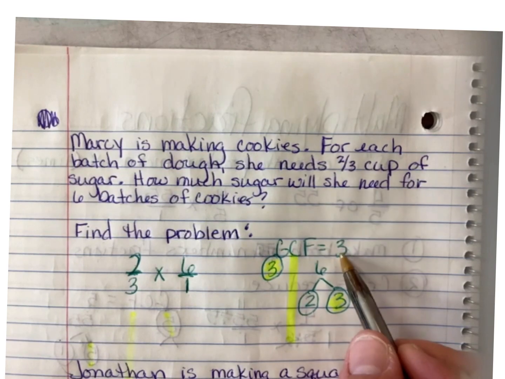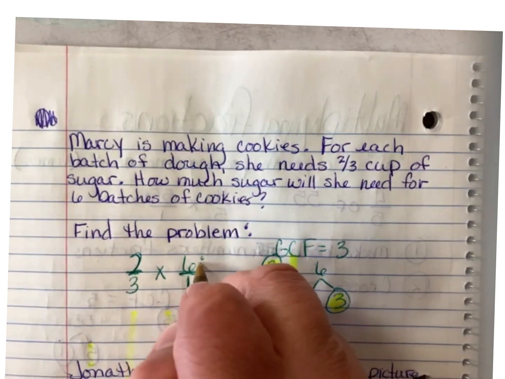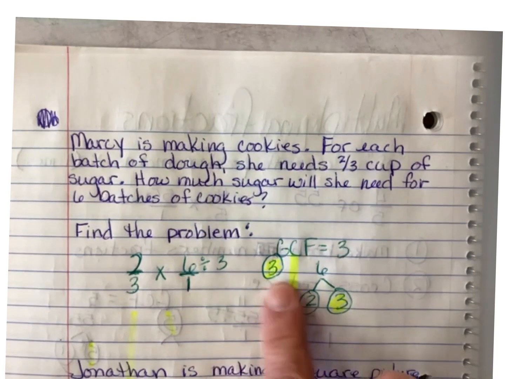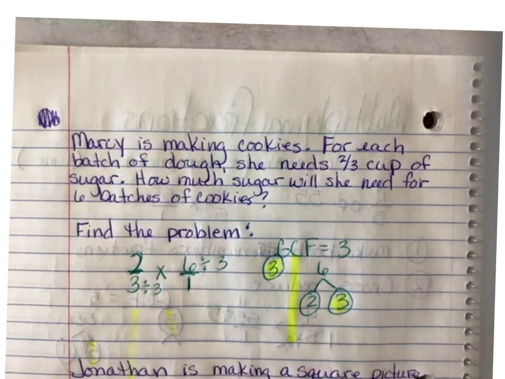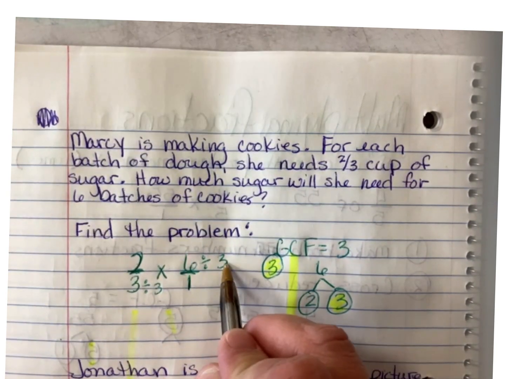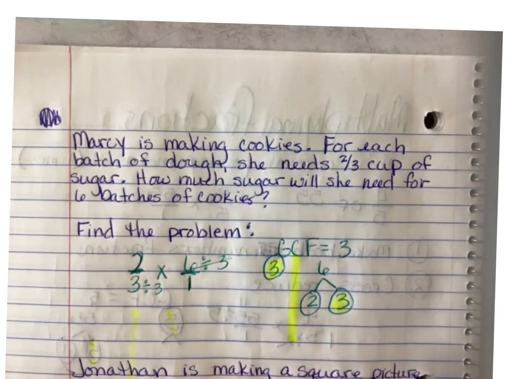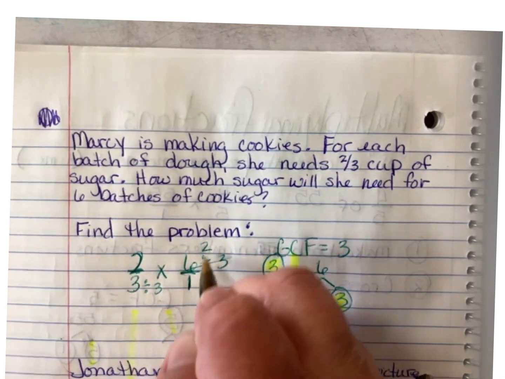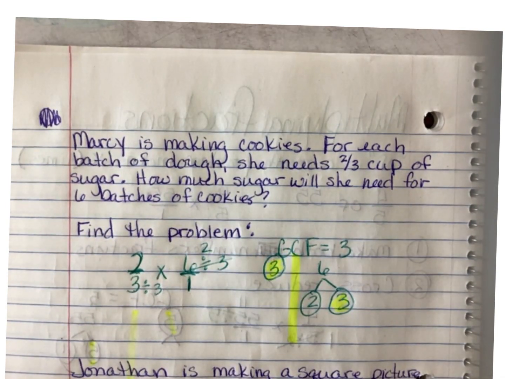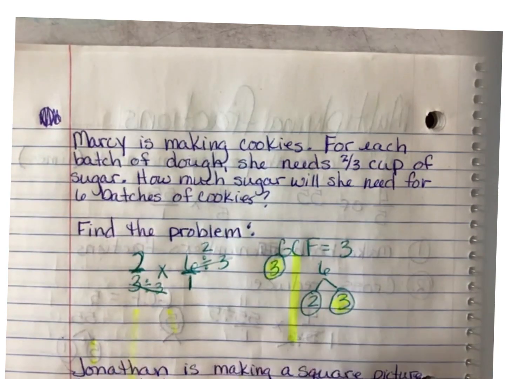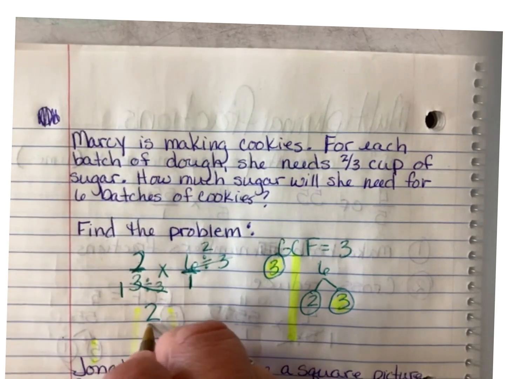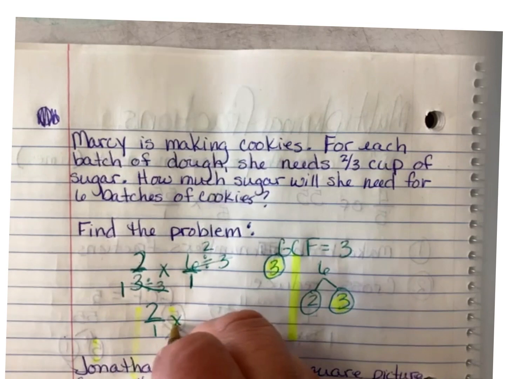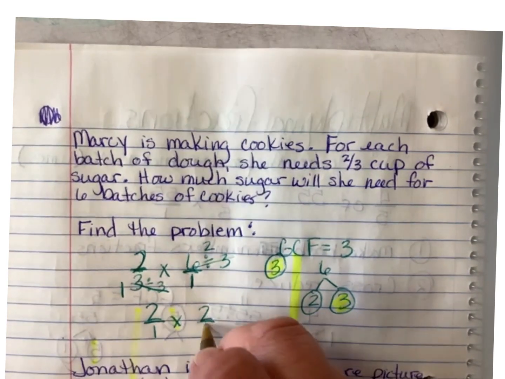So then I'm going to take that GCF and I'm going to divide on top here. I'm going to divide both these numbers by 3. And when I do 6 divided by 3, it equals 2. My number reduces or goes to 2. And 3 divided by 3 becomes 1. So then I have a new fraction of 2 over 1 times 2 over 1.